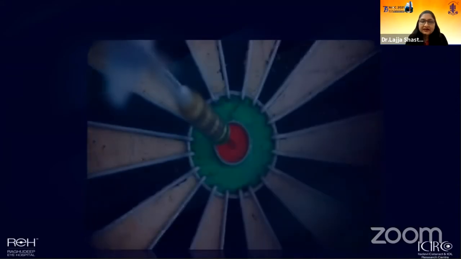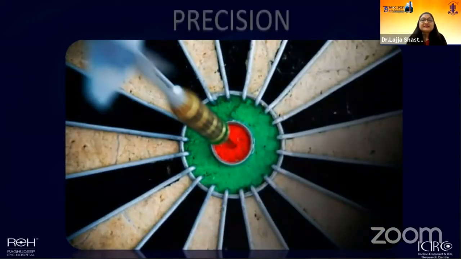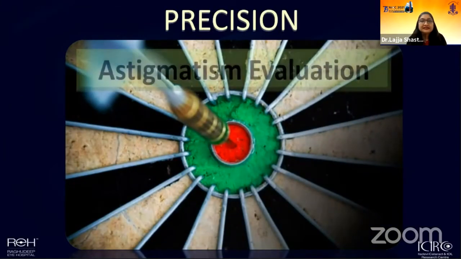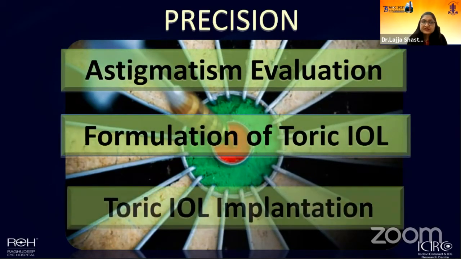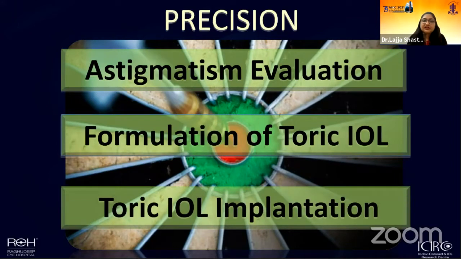So finally, to summarize, I would say that if an eye has a significant and a regular corneal astigmatism that can be corrected with a toric lens, and if we can ensure precision at every level, right from evaluation to formulation to implantation, then this particular IOL technology, the toric lenses, are extremely rewarding and satisfying even in these kind of compromised eyes. Thank you so much.